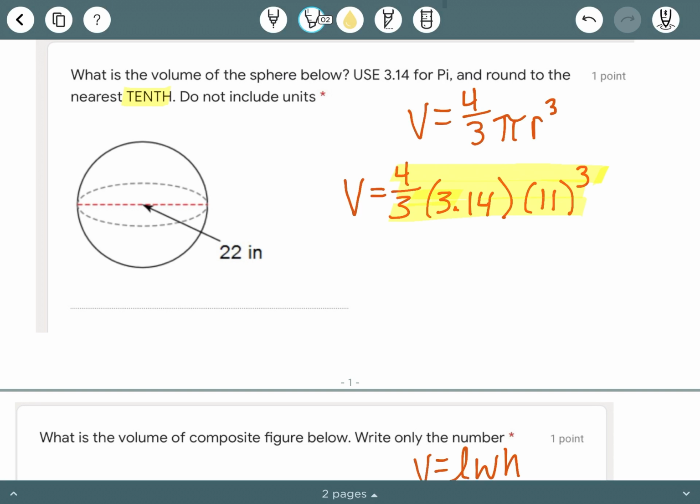Now keep in mind we're rounding to the nearest tenth. So let's say the number is 33.39. If that were the answer, which it's not, we would round it to 33.4. Okay?